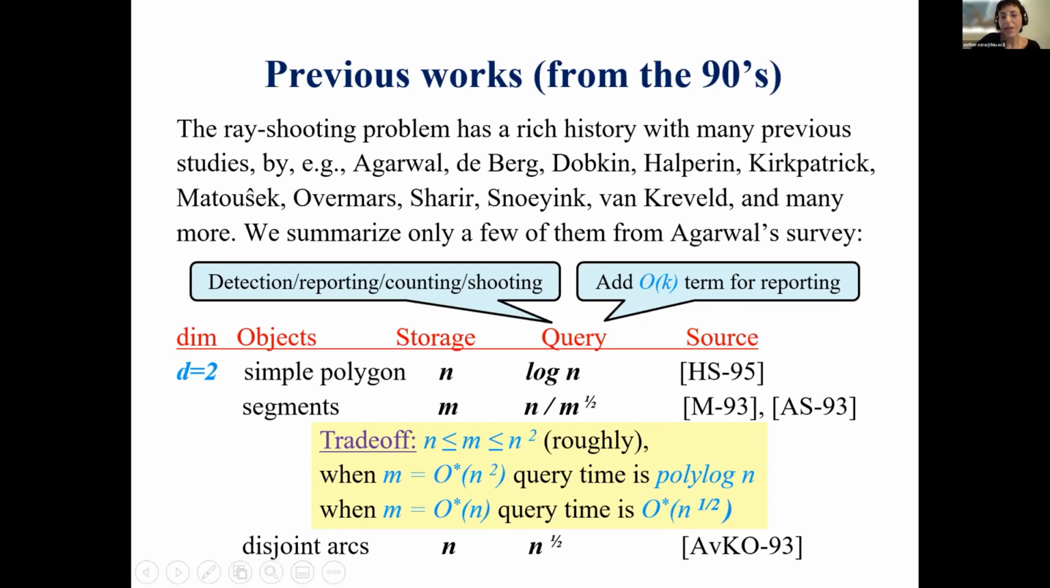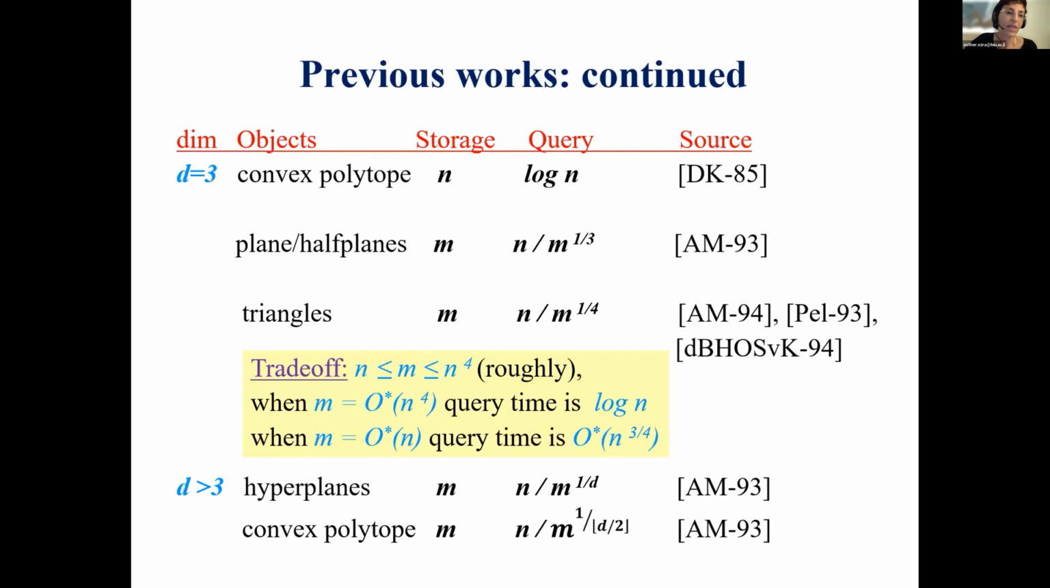Disjoint arcs in the plane. Agarwal, Van Kreveld, and Overmars show a data structure of linear size and root of N query. And in 3 dimensions, there are a number of results. For convex polytopes, Dobkin and Kirkpatrick introduced a data structure by a hierarchical decomposition, with about linear storage and logarithmic query time.